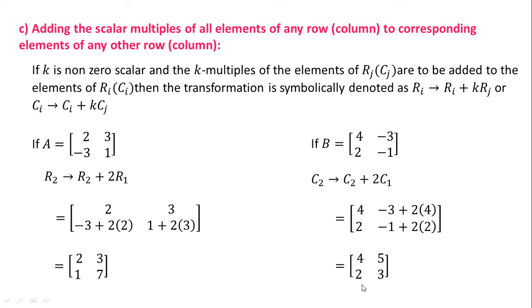So column number 1 remains as it is and column number 2 changes. Okay, so this is adding the scalar multiples of all elements of any row or column to corresponding elements of any other row or column.